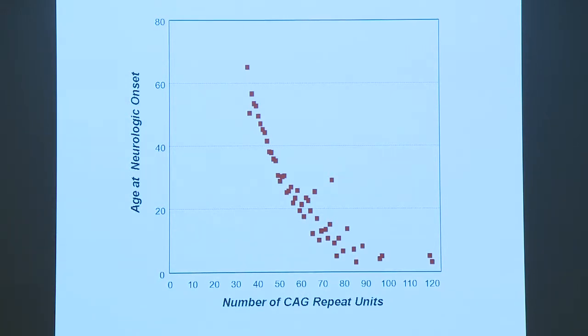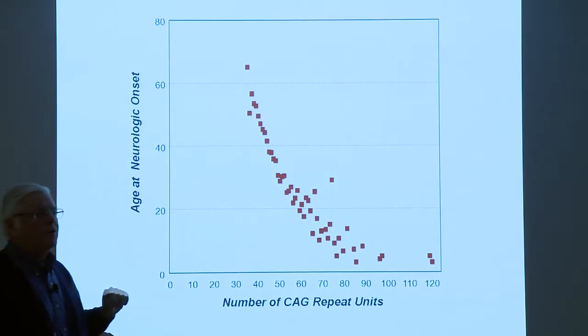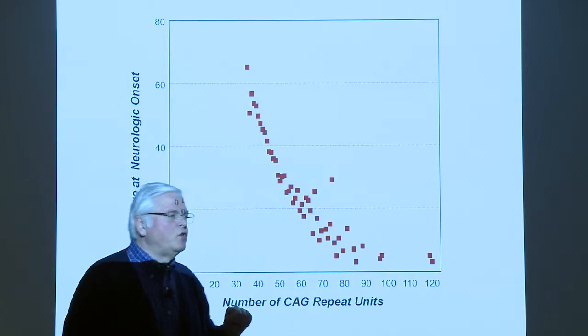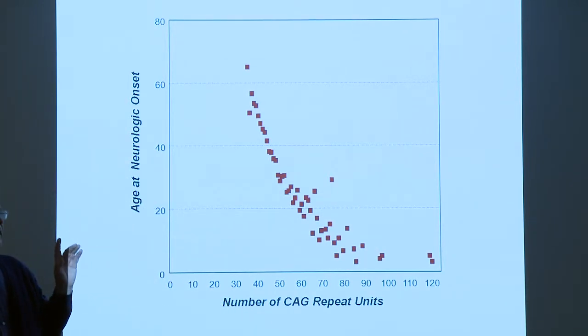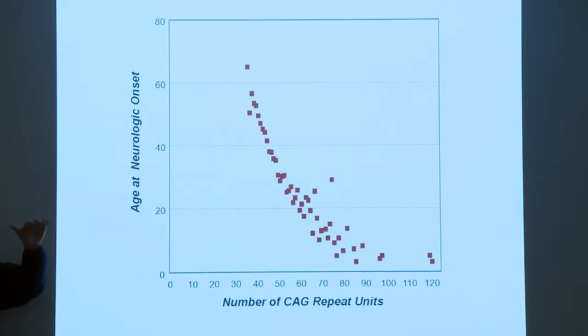Yeah? What's the deal with sporadic cases? There are very, very few sporadic cases, and where they have been found now, they have turned out to be expansions from the high normal range of 30 to 33 up into the disease range above 37.